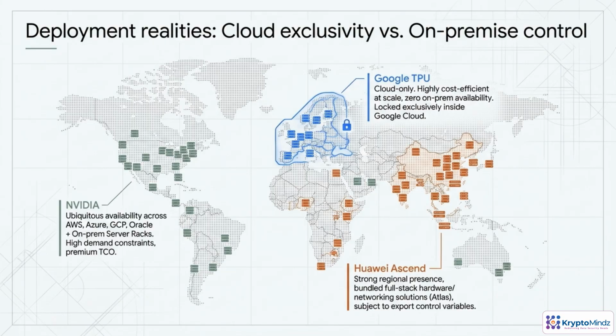Choosing hardware also means choosing a deployment model and a vendor relationship. NVIDIA is the most flexible. You can rent GPUs from almost any major cloud or buy servers and run them in your own data center. That's great for hybrid setups, but demand and pricing can be tough. Google TPUs are different. They're powerful and cost-efficient, but only inside Google Cloud, so you trade flexibility for simplicity. Huawei Ascend has strong regional traction with tightly bundled solutions, yet availability and export controls can significantly shape where and how you deploy.